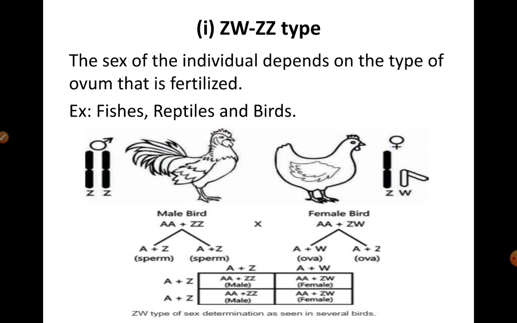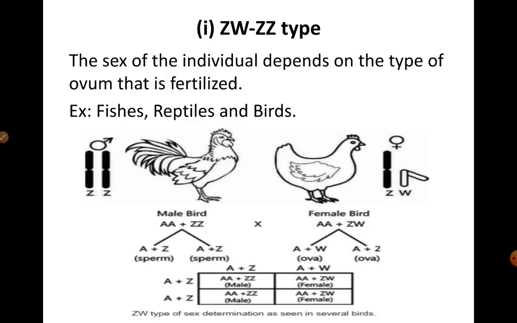You can see this kind of sex determination in fishes, reptiles and birds. So let's take an example of birds and understand how the process of chromosomal sex determination occurs. Here the male bird is represented, and since we know that the male is homogametic, it is represented by similar kind of chromosomes, that is Z and Z, whereas the female bird is represented with ZW, because here females are heterogametic.